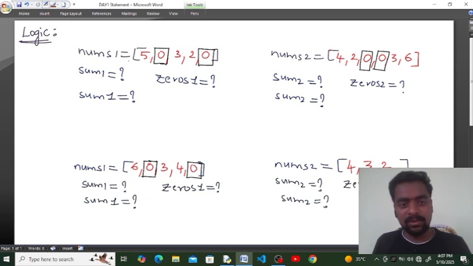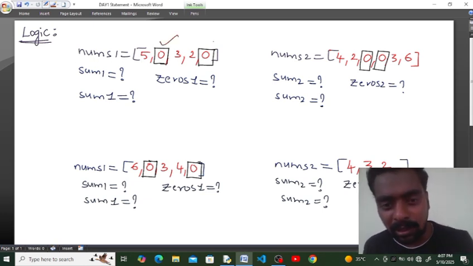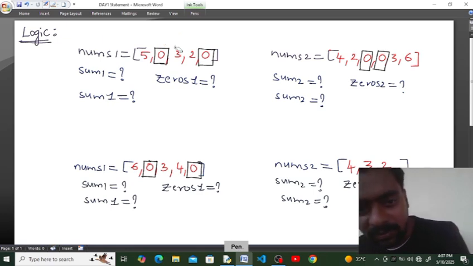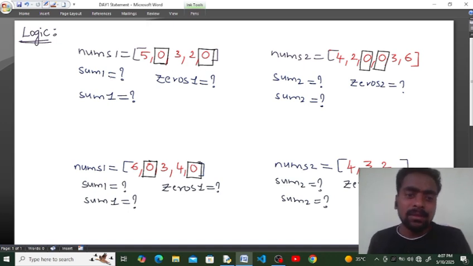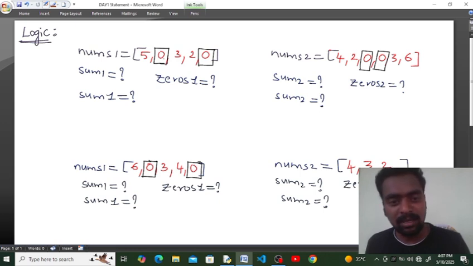Let us take nums1 as 1 5 0 3 2 0. Here I have rounded up the zeros with square bars. Okay. nums2 is 4 2 0 0 3 6, my second array. So in the question I mentioned, right? We should not keep any zero left. We should replace every zero with some other number, but the sum should be minimum. So tell me what is the number that we can keep so that we get a minimum sum?